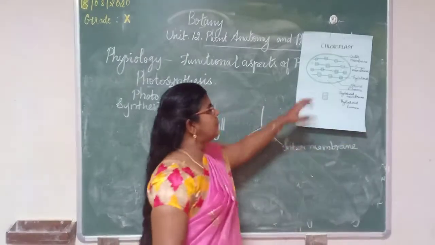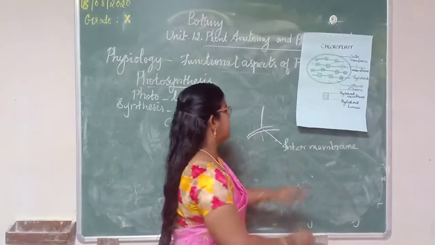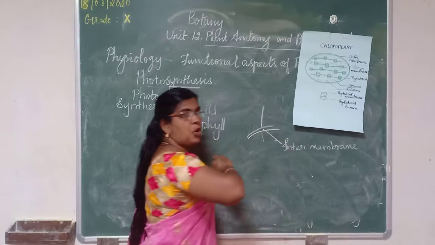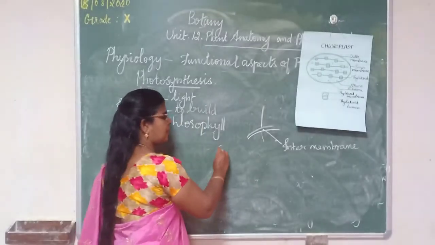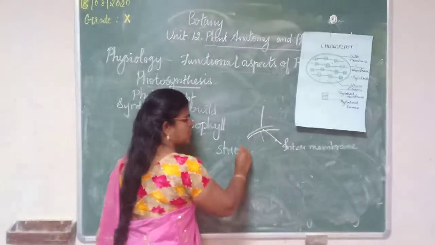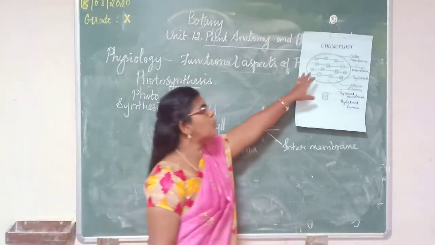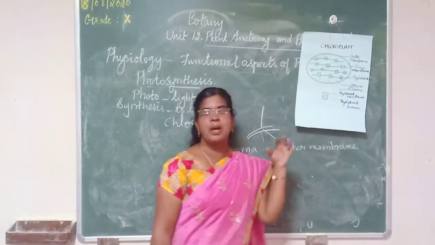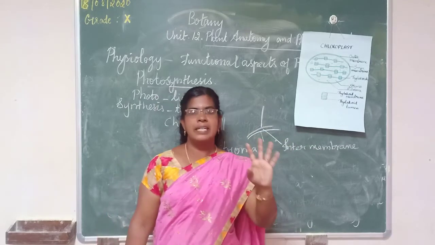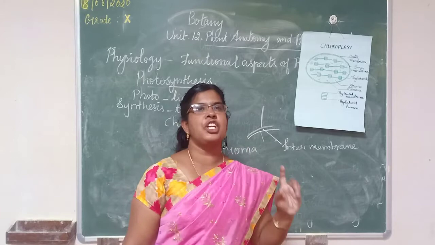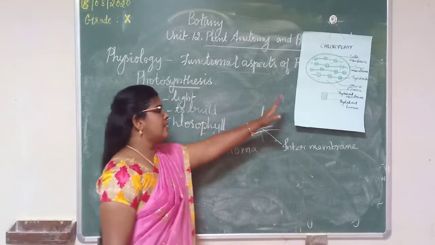Now, the matrix which is present inside the chloroplast is called stroma. The stroma contains DNA, RNA and enzymes which are required for protein synthesis.